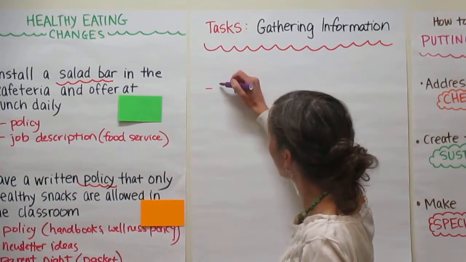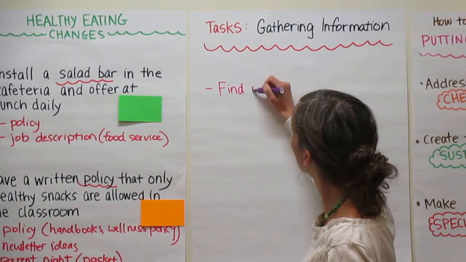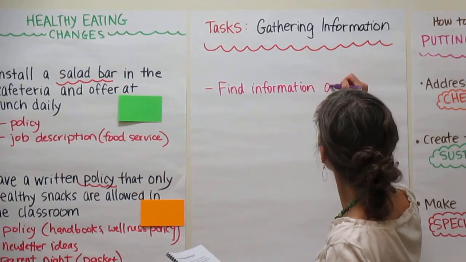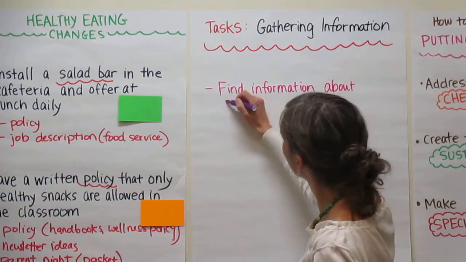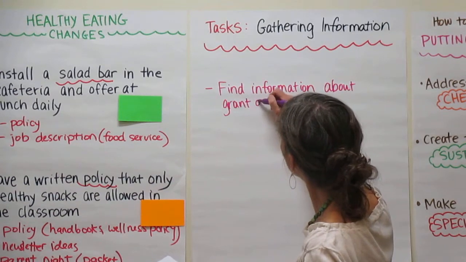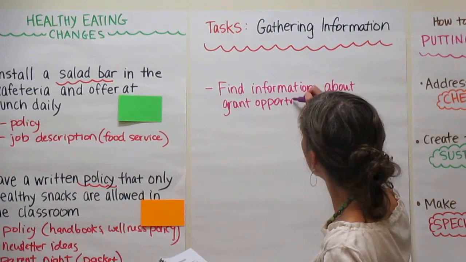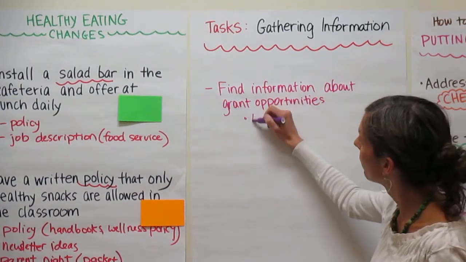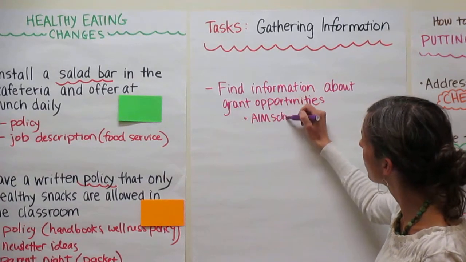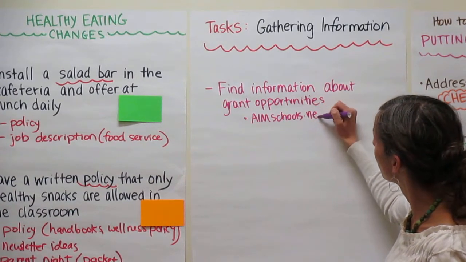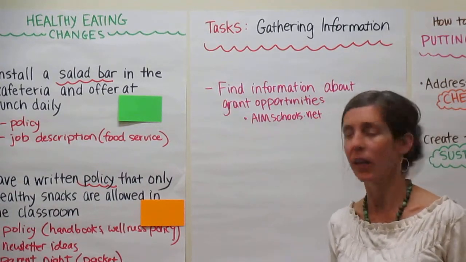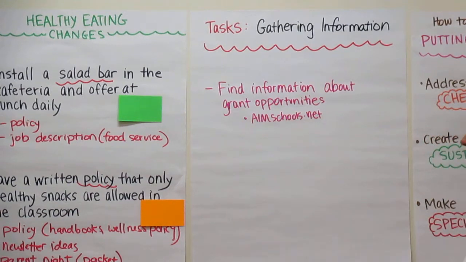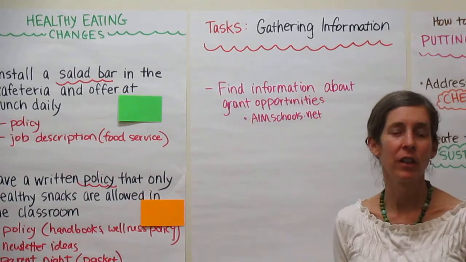Yeah, so finding out information about possible grant opportunities. That's a really good one. And I know that there is information about this at aimschools.net, so that's a place that you should check out. There's an organization called Salad Bars to Schools that can help you out, and you can find that link right here at aimschools.net. Any other information that would be helpful to learn about the salad bar?